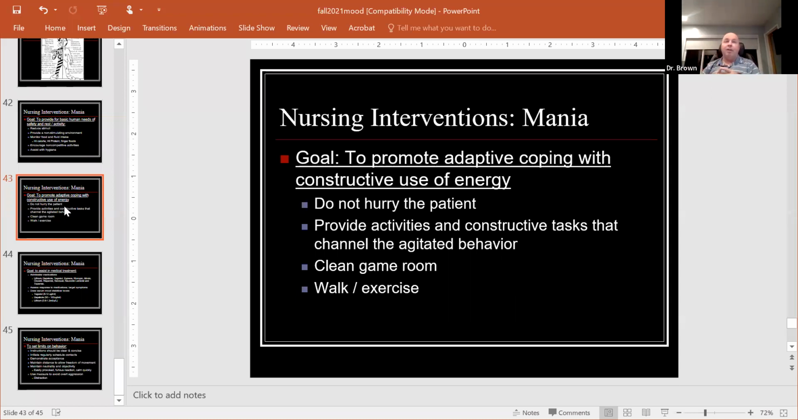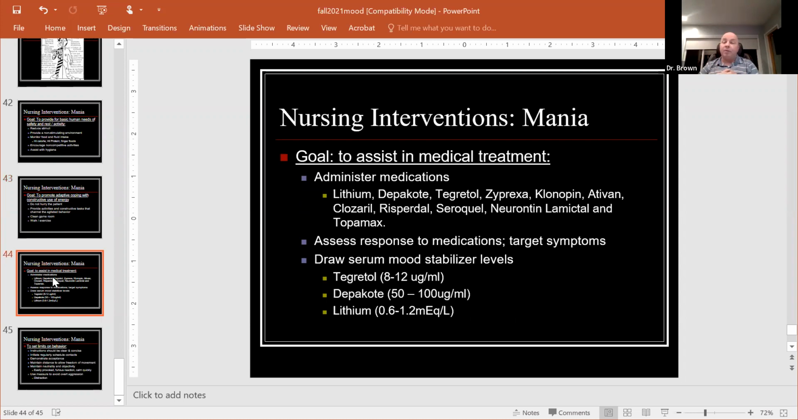If they're angry and irritable, maybe take them for a walk. Go outside on the patio. Of course, you need staff's permission to do that. And give them little activities to do, whether it's clean the game room, walk around, pick up the food trays, things of that nature. Okay. So you want to administer medications.